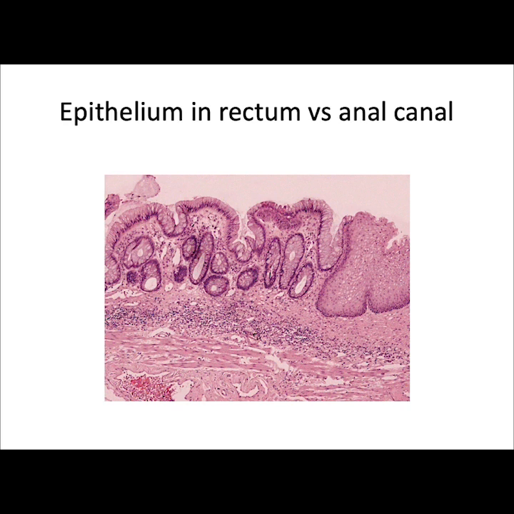This illustration depicts the junction between the rectum and the anal canal. Within the large intestine, you are going to have simple columnar epithelium. However, once you get into the anal canal, the epithelium becomes stratified for additional protection.